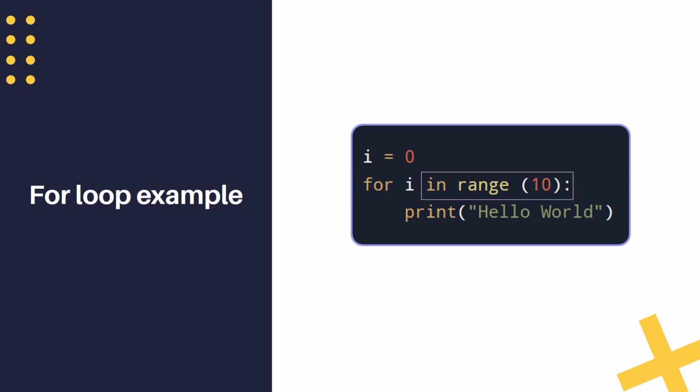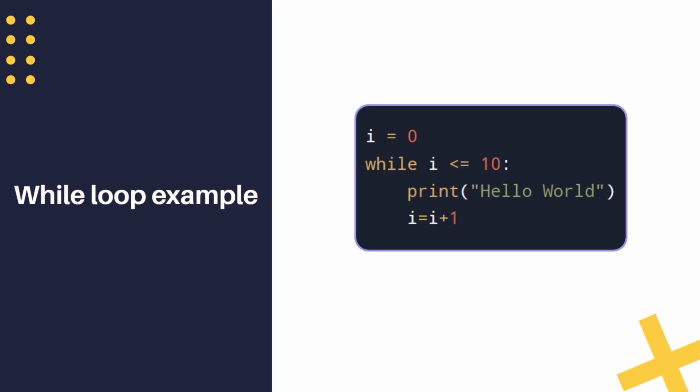The range function here basically means that the loop will continue to loop over and over until i is at least 9. And that is because the range function excludes the specified number. In this case, that is 10. And then we print hello world. Hello world continues to print over and over at least 9 times before the loop is exited.